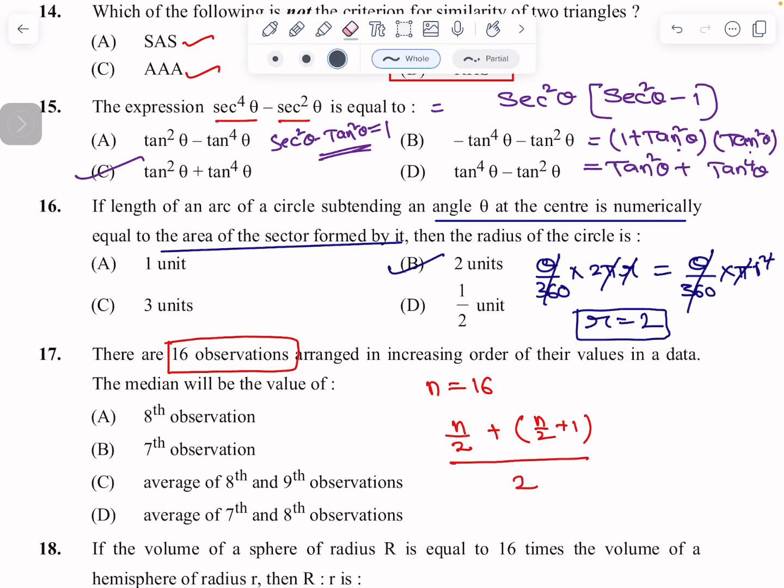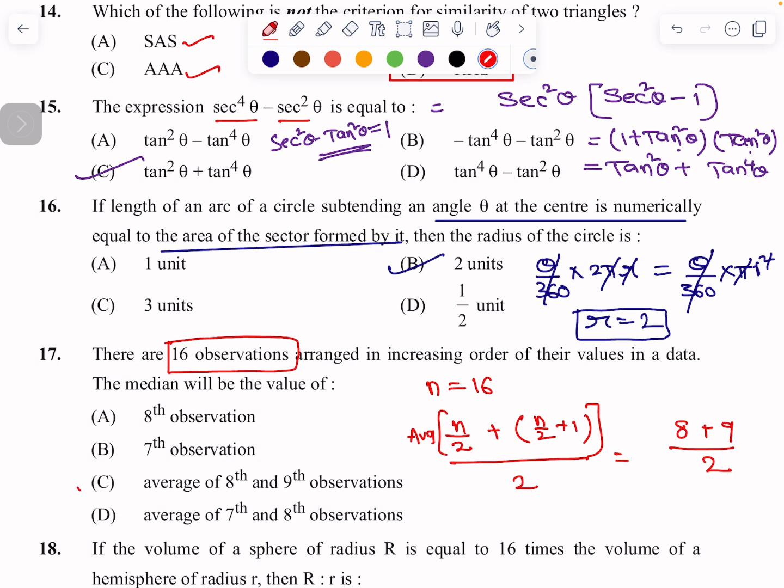So you take this formula, the average of the n by 2 and n by 2 plus 1 observations. Okay, so n by 2 is 16 by 2, that is 8, right? 8 plus 1 is what? 9. So this is the average of the 8th and 9th observations. This is the median of 16 observations.